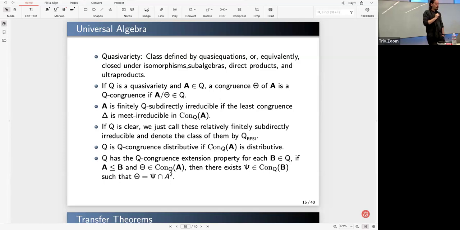I'll say that Q is Q congruence distributive if the lattice of Q congruences of the algebra is a distributive lattice. And I'll say that Q has the Q congruence extension property if whenever I have an algebra B in Q and A is a subalgebra of that algebra B, and theta is a Q congruence of the little algebra, then there exists a congruence psi on the big algebra so that theta is exactly psi intersected with A, the restriction of psi. So I can take congruences on the small algebra and they can always be blown up to the super algebra. This makes sense.